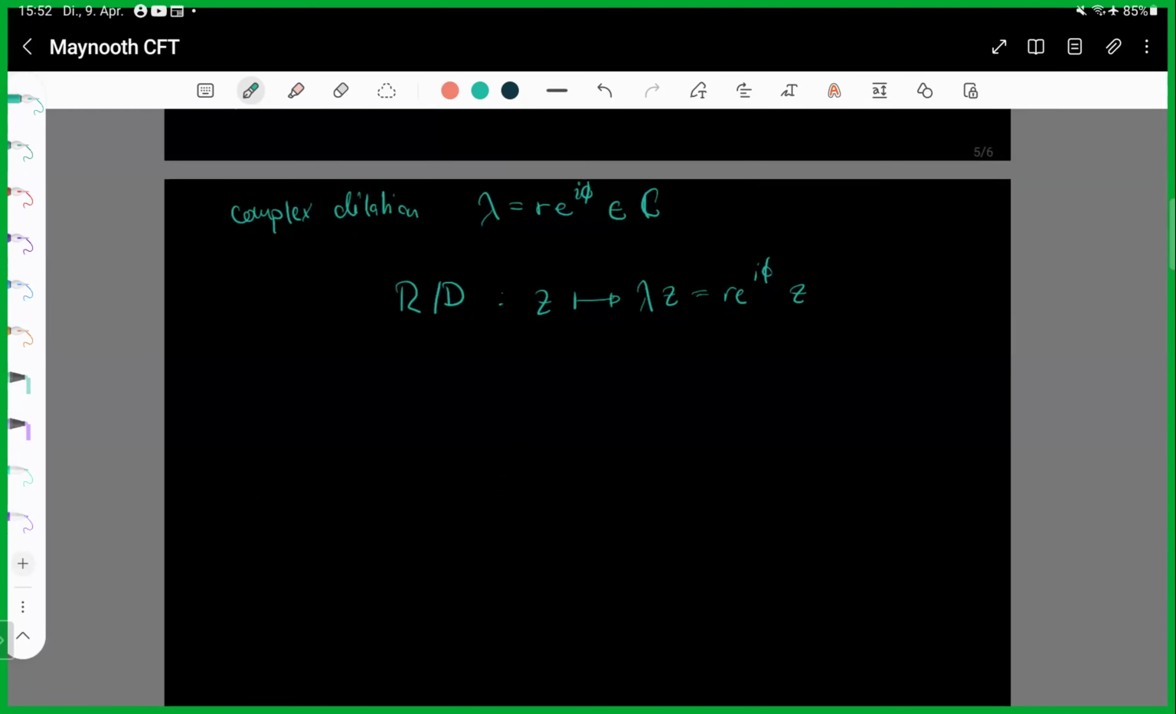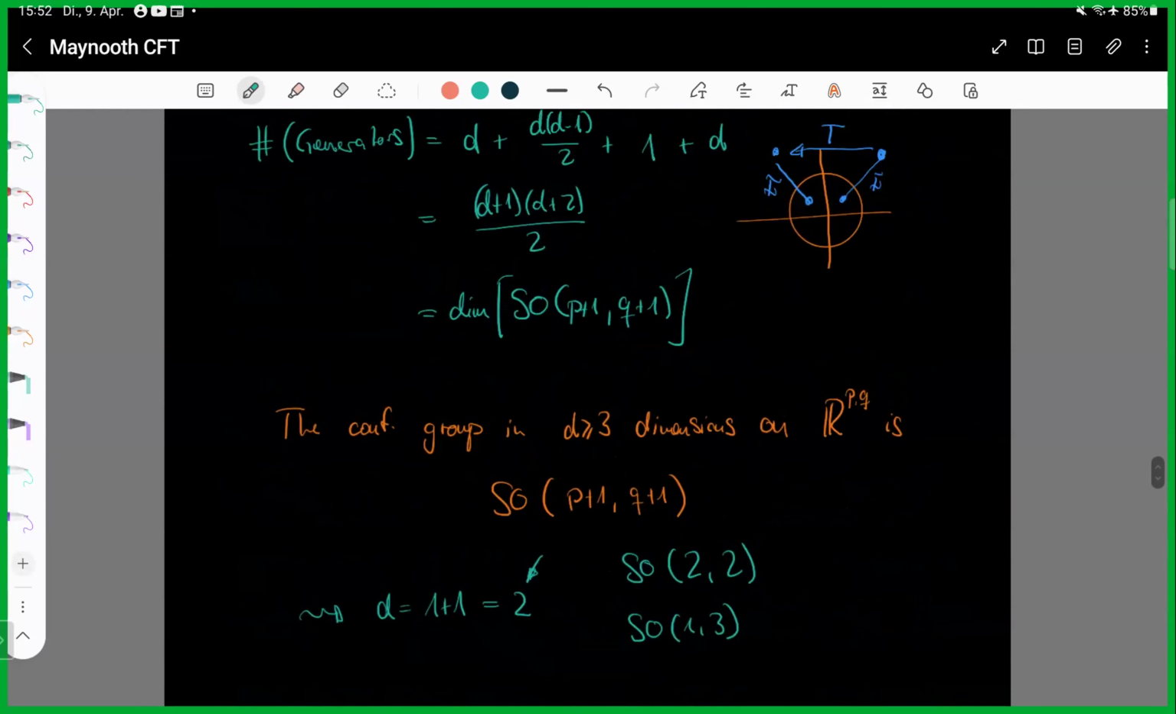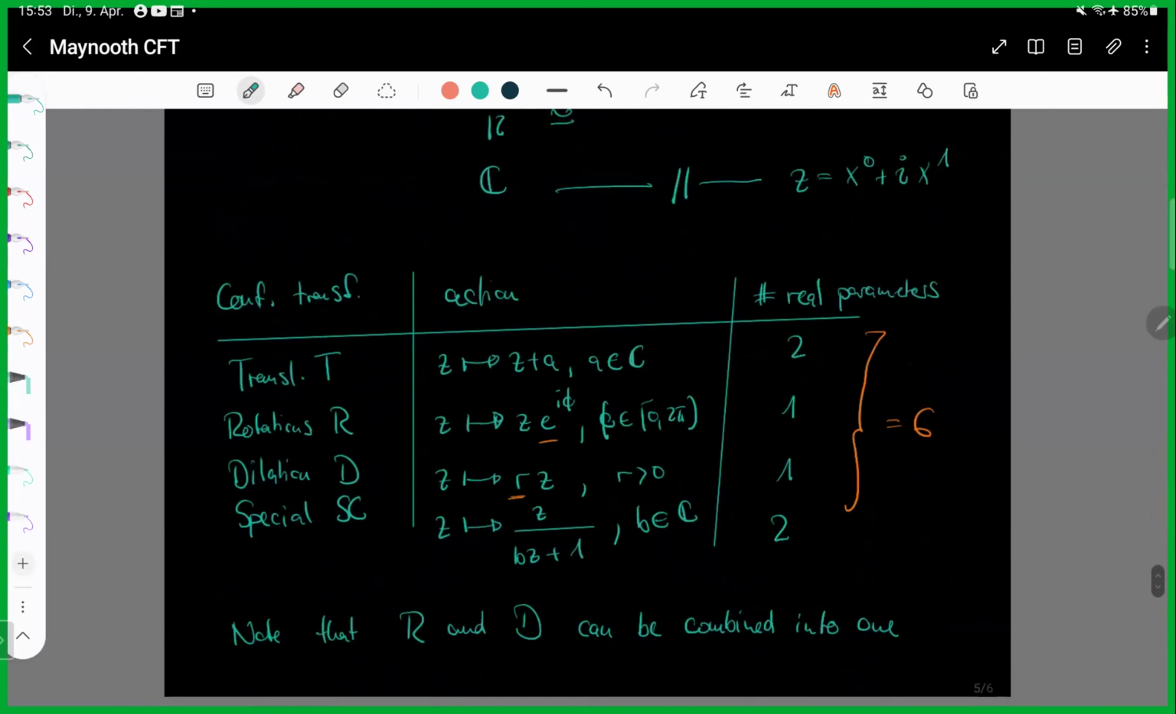Could you repeat why we would have expected the dimension to be 6? Oh, so let's actually do this. Let's see. So d plus 1 is 3, and d plus 2 is 4, right? So divide by 2 gives 6. Okay, thank you. Yes. Thanks for the question.